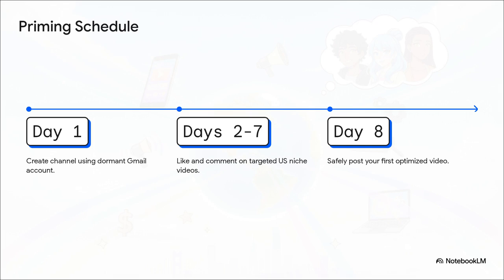On day 1, you finally create the channel using that dormant Gmail we talked about. For days 2 through 7, do not upload anything. Instead, act like a super engaged US viewer. Search for successful US channels in your exact niche, subscribe to them, and leave daily likes and comments. Doing this maps your channel's profile directly to those established heavy hitters. By the time day 8 rolls around and you finally post your first video, YouTube already knows exactly who to show it to. It's the perfect way to bypass that annoying zero view problem.